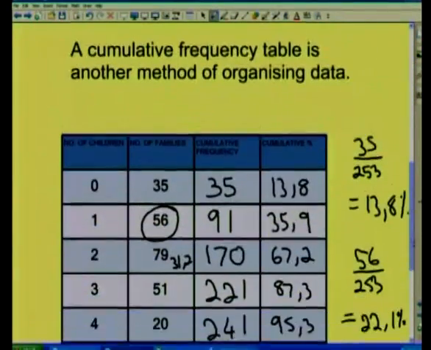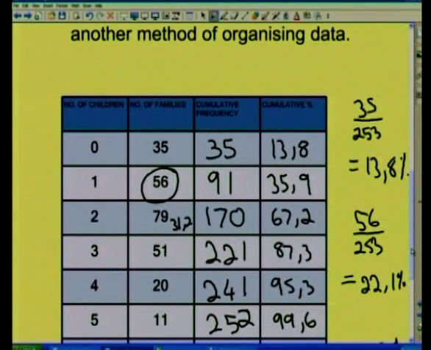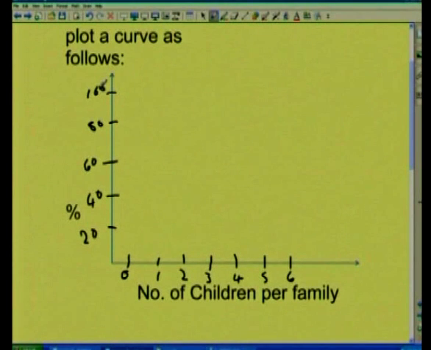We're now going to use the data from the cumulative percentage frequency to plot a curve. Let's go back quickly and get our values. We started off, 0 children was at 13.8%. So for 0, I need to be somewhere around here. I'm going to make a plot point over there. When we got to 1, we saw that that was 35.9% as a cumulative frequency.